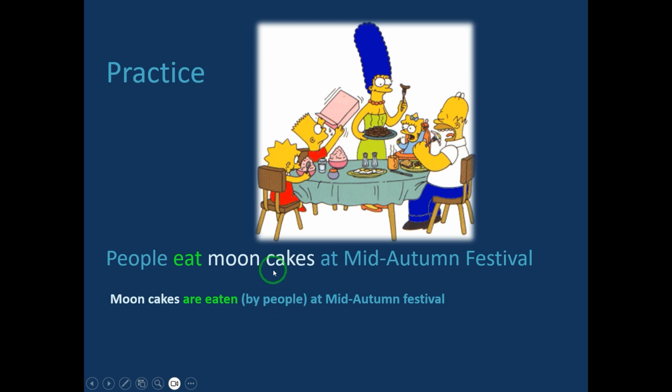By people. This is the people. Actually, as you see, it is within the parentheses, so you can bring by people, or it's up to you. You can stop bringing this by people. But if you want to bring it, we need a by for that. And at Mid-Autumn Festival is the rest of the sentence for you.